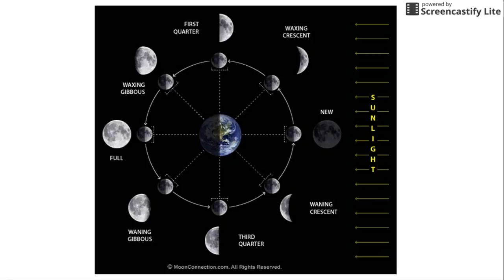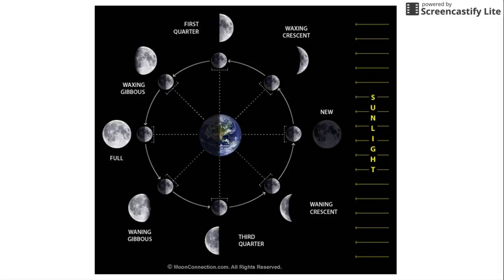And then as you continue to revolve around the Earth, you'll have the waxing crescent, which means it's going to be getting bigger, waxing bigger. So as it's waxing, you have a crescent and then a first quarter, then the waxing gibbous, which is a little more than half of the moon. And then you have the full moon, which is when the entire side that's lit up is facing the Earth.